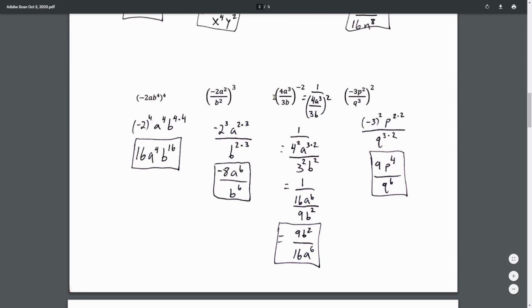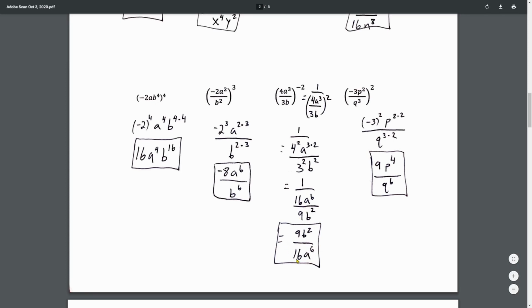So here we have a negative power, so this means that this is an inverse function. So what I like to do first is get rid of this negative exponent. So we can rewrite this as 1 over all of this squared. And then we can start the distribution. We'll have 1 over 4 squared, a to the 3 times 2. And we'll have 3 squared and b squared. And since you're dividing in the denominator, we can flip these terms around, and this will be 9b squared over 16a to the 6th.